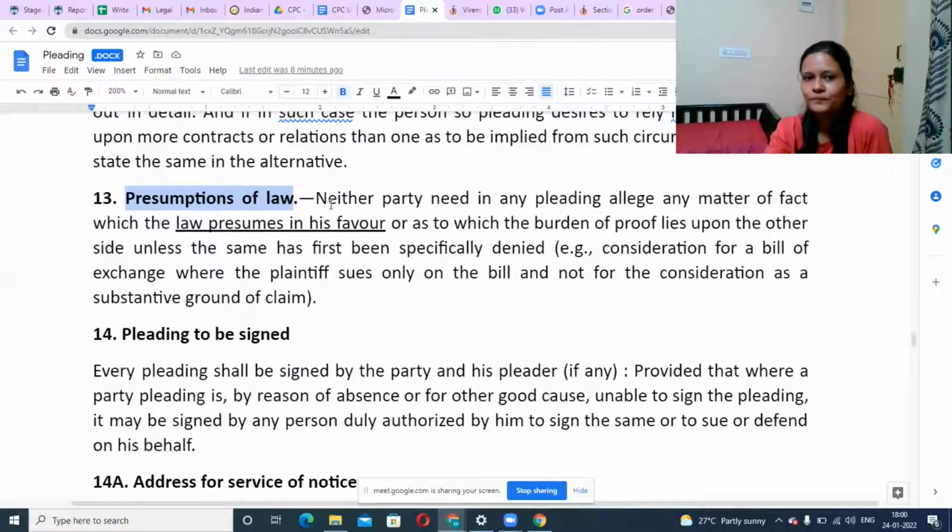Presumptions of law. Neither party need plead any matter of fact which the law presumes in his favor, or as to which the burden of proof lies upon the other side, unless the same has first been specifically denied. For example, consideration for a bill of exchange. Bill of exchange, are you aware? Yeah, madam.